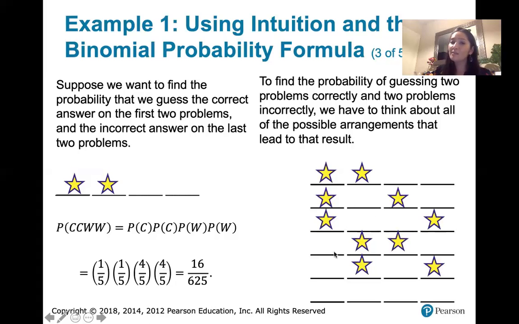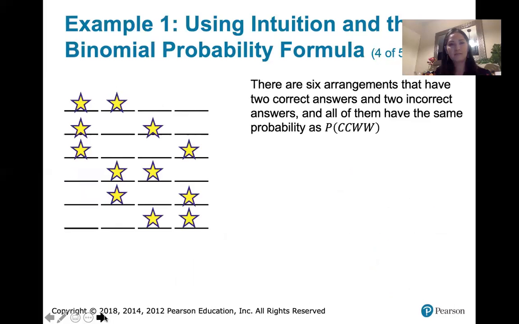Or it might be the case that both the first and second questions are incorrect. Then the only way that you could have 2 more correct answers is if the last 2 were correct. So if we're going to have 2 correct answers out of 4 guesses and 2 incorrect answers, there are actually 6 ways that can happen, and they're shown right here. So that means we've got 6 arrangements where we've got 2 correct answers and 2 incorrect answers.